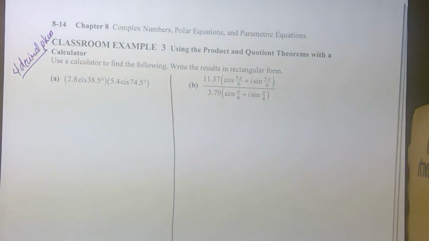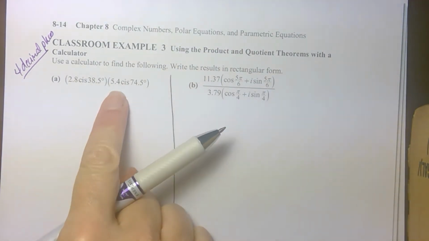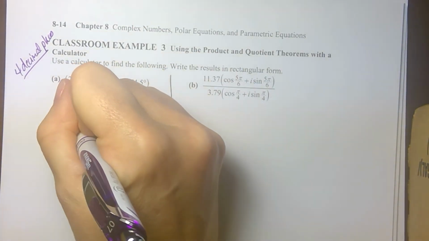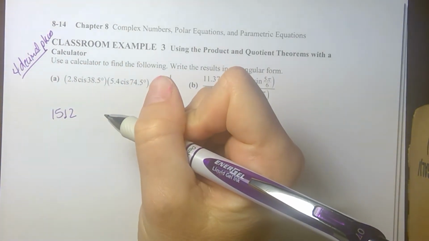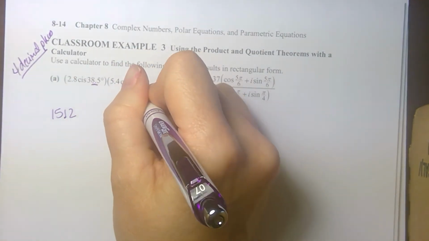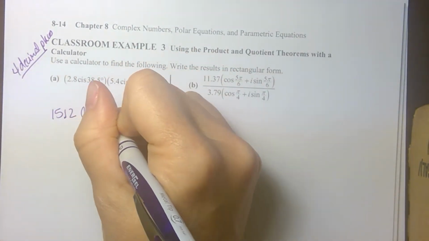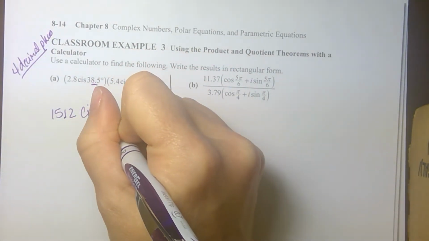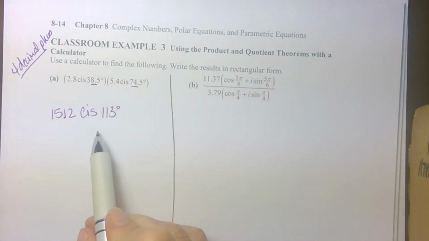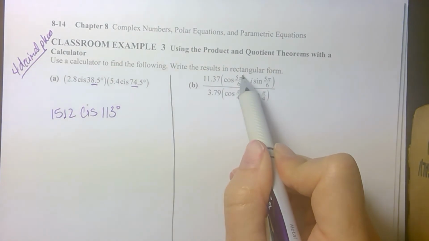Okay. All right, so to find A, I multiply the moduli. 2.8 times 5.4 is 15.12, 15 and 12 hundredths. And then I add the arguments. So I've got 15.12 cis, and then my theta value is 113 degrees. Well, this is my trig form. I need the result in rectangular form.